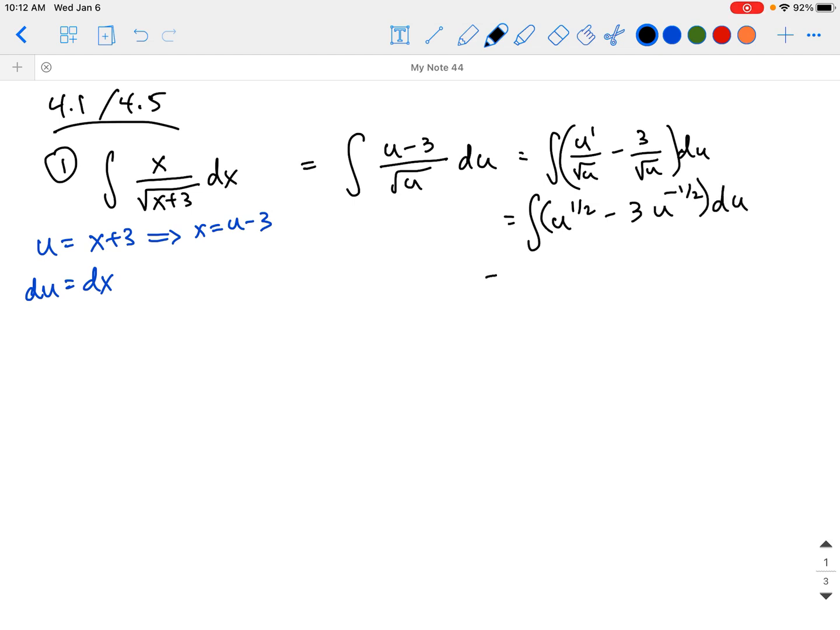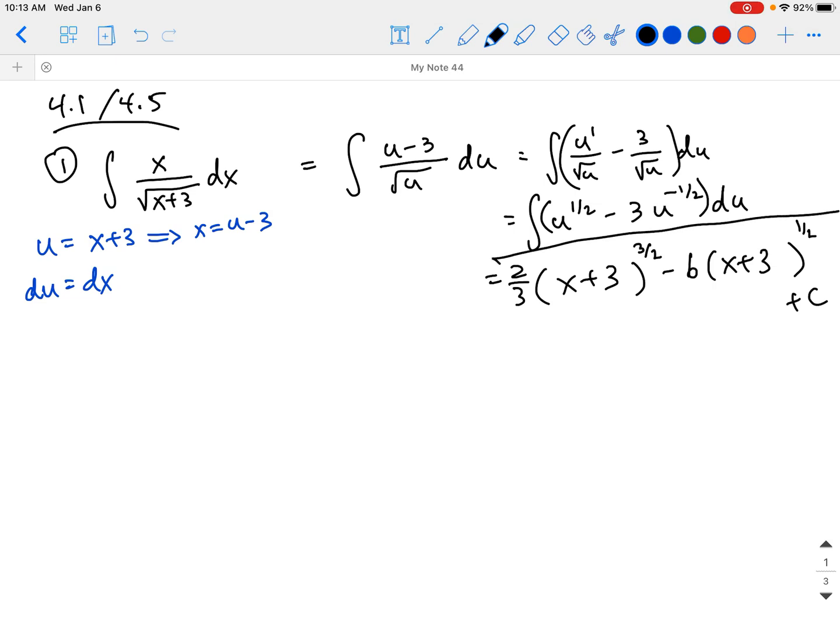So again, rewriting with rational exponents can make it easier to evaluate. So then u to the 1/2 is going to become u to the 3/2 times 2/3, but our u is just x plus 3 minus 3, and then we'll have u to the 1/2 times 2, so our 3 is actually going to become a 6. And then we'll add our little plus c on the end there, and we'll have x plus 3. So there's our first generic substitution.